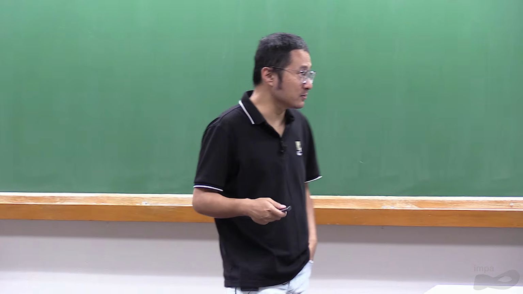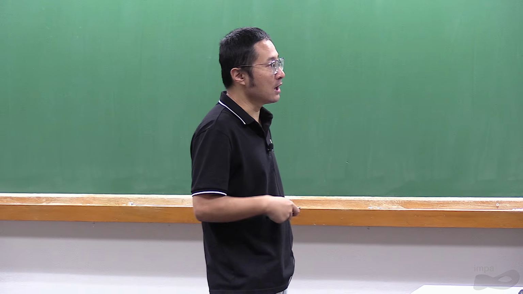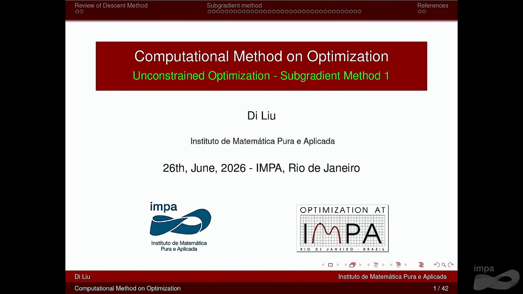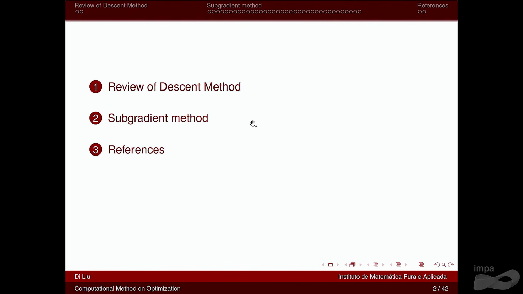Today, we will continue studying the last method for unconstrained optimization, which is called the subgradient method. Okay, let's review what we have studied before.